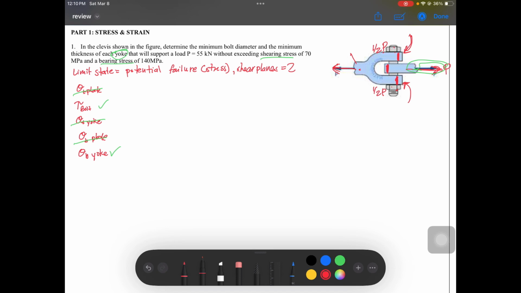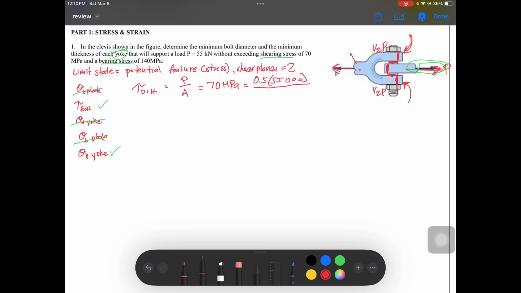So, unahin natin ang shearing stress ng bolt. So, shearing stress ng bolt equals P over A. So, ano ang kaya ng anong shearing stress ng bolt? It is 70 MPa. And then, ano yung P over A natin? Ano yung actual na dadalhin ng bolt? Since 2 shearing plane siya, maghahati nga yung ating load. So, 0.5 ng 55 kilonewton. Convert na natin siyang newton para consistent ang units natin.